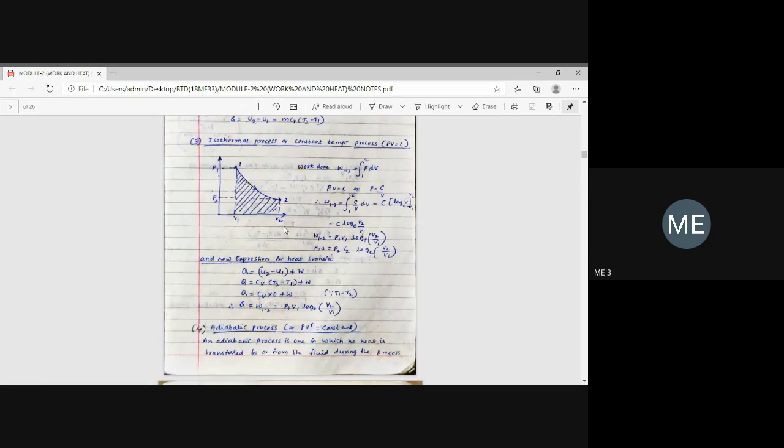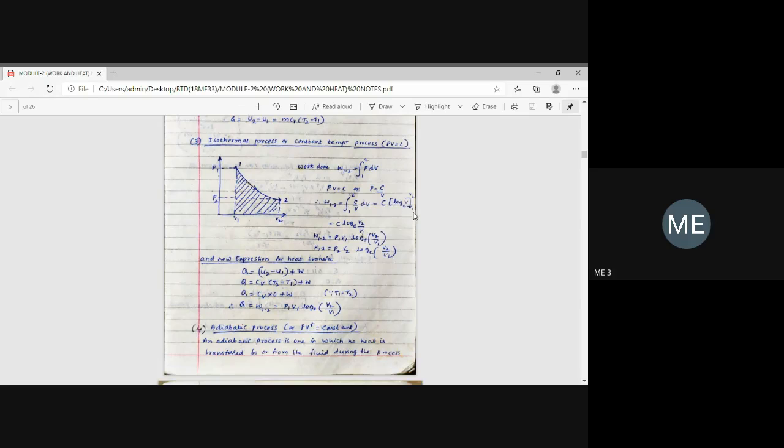Once again, I'll repeat how we are going to find the work done. Work done is given by the integration of PdV. PV equals constant for an isothermal process, or P equals C by V. So W1 to 2 equals the integration of PdV. Substitute the value of P equals C by V in the above equation. In order to find the work done, W1 to 2 equals the integration of C by V into dV. Take the constant outside, so it is log V between the limits V1 to V2.